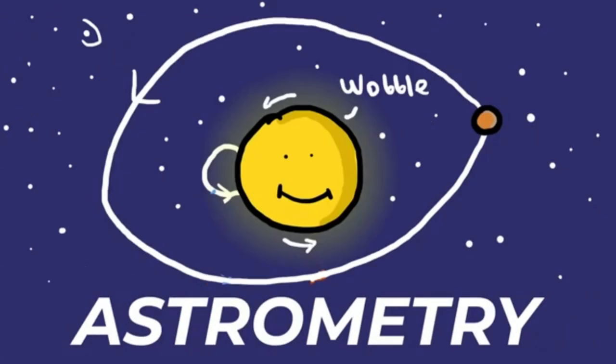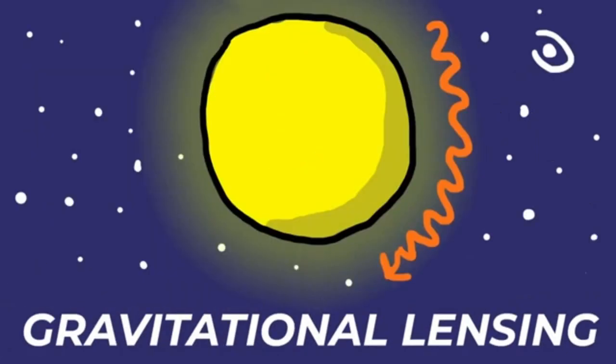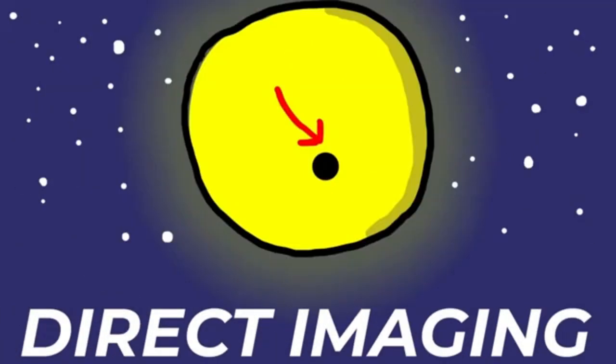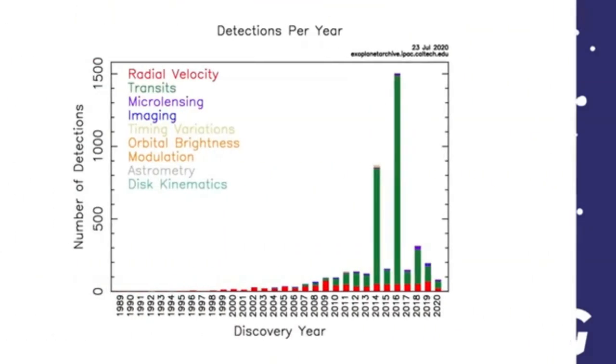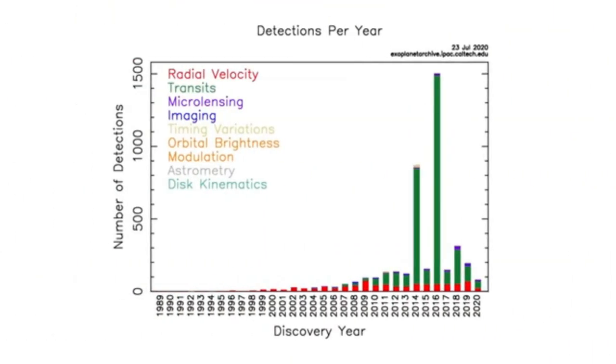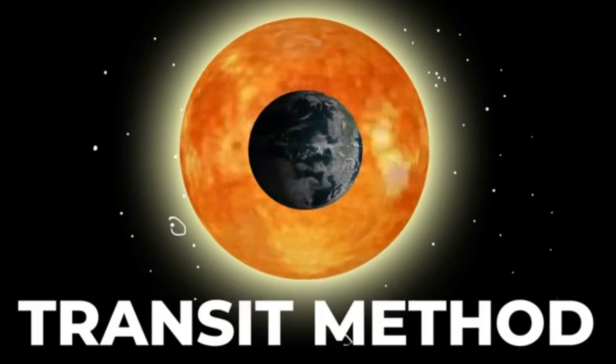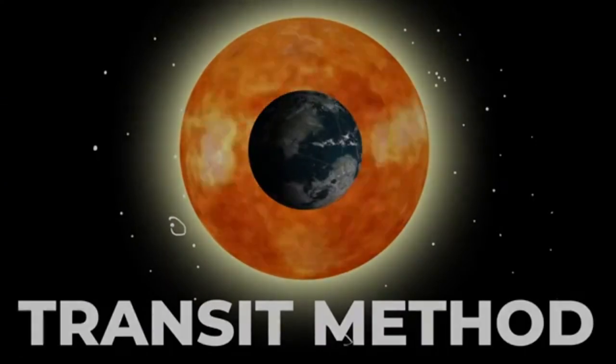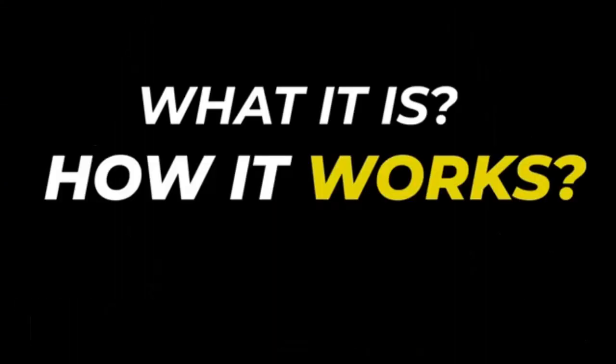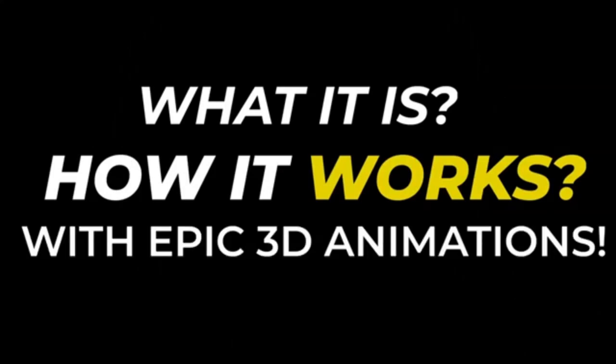Now, there are many existing options for you to choose, and they all work. But out of all of these, one has proved to be the most successful by a huge margin. This is the transit method, an astronomer's superpower for finding exoplanets. Let's see what it is and how it works.